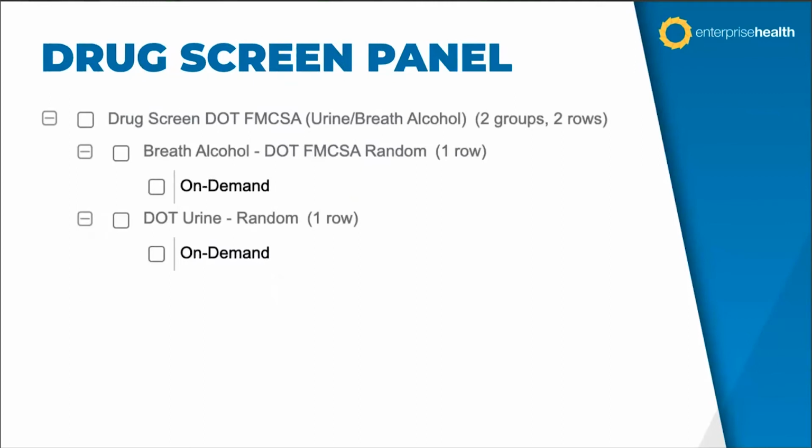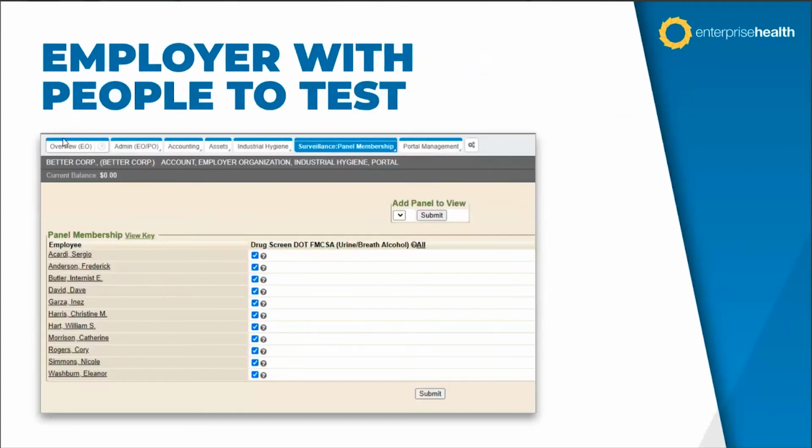So on that health surveillance panel, I've created a simple one here. This is for the FMCSA, and it has the breath alcohol and the DOT urine. And as I said, they're marked as on demand. And then you have your employer with people to test. I've used our sample employer Better Corp that comes with our demo system. I put all 11 employees of that employer into my drug screening so that we can choose from a larger group. Didn't have a lot of numbers.